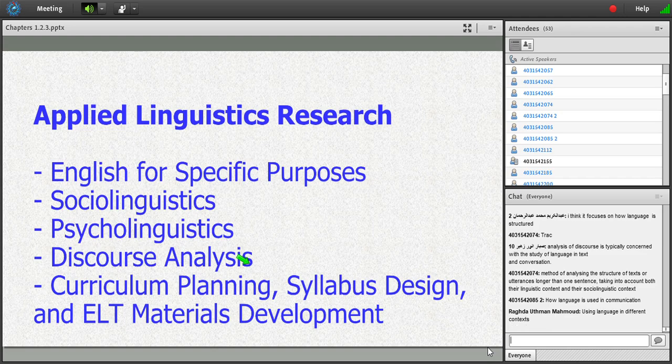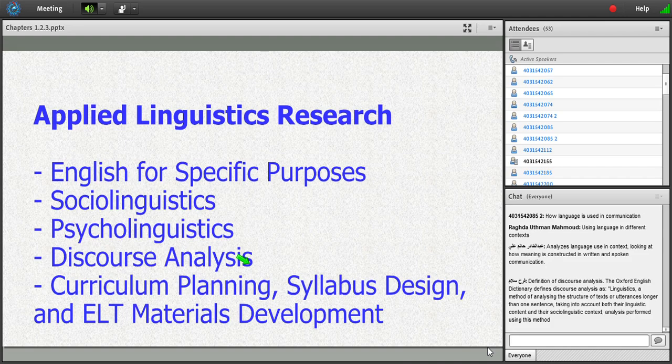So discourse analysis deals with the language in context. One of your friends that wrote, using language in different contexts. Exactly. So analyzing language use in context, looking at how meaning is constructed. Exactly, good. Linguistics, a method of analyzing structure of text or utterances based on the linguistic content and sociolinguistic context. Exactly, that's right. So it means that the way language in use is analyzed, investigated to find the patterns of speech or the patterns of writing.